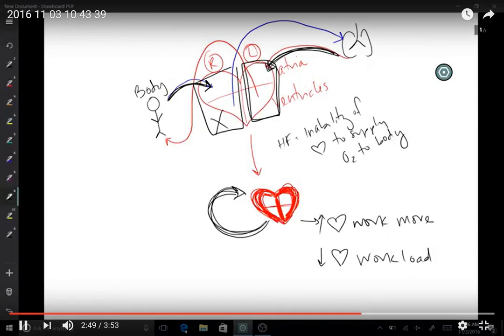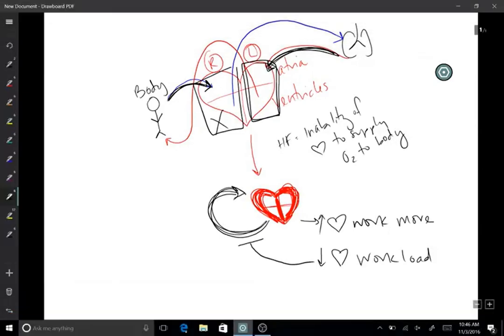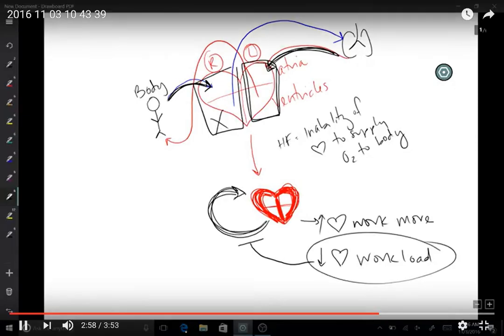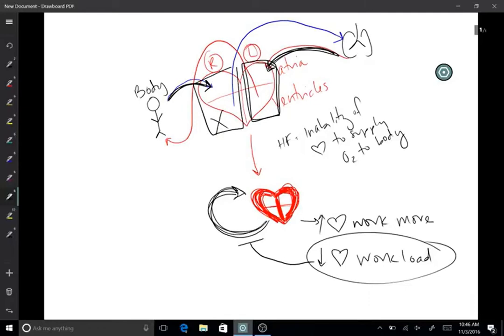To make our heart work more, that's going to be in an acute setting. Oh, sorry, this is me drawing the arrow. Our heart workload decreasing, we can do by beta blockers, which I'll draw here in a second, I'm sure. We could do by vasodilators. We can do by decreasing volume, ACE inhibitors, all sorts of ways.